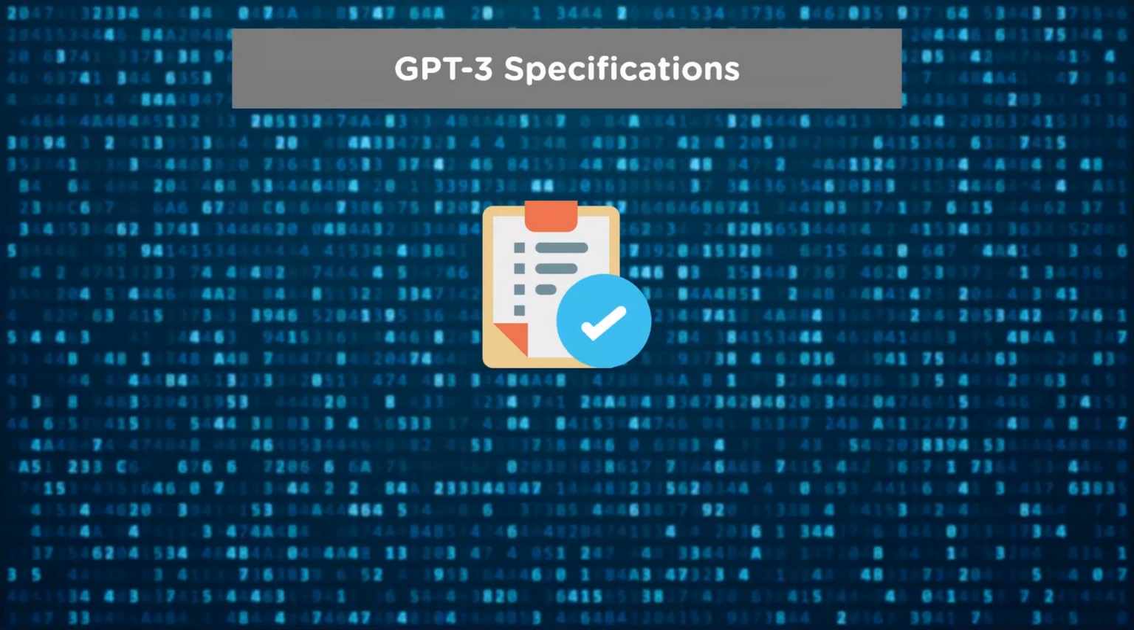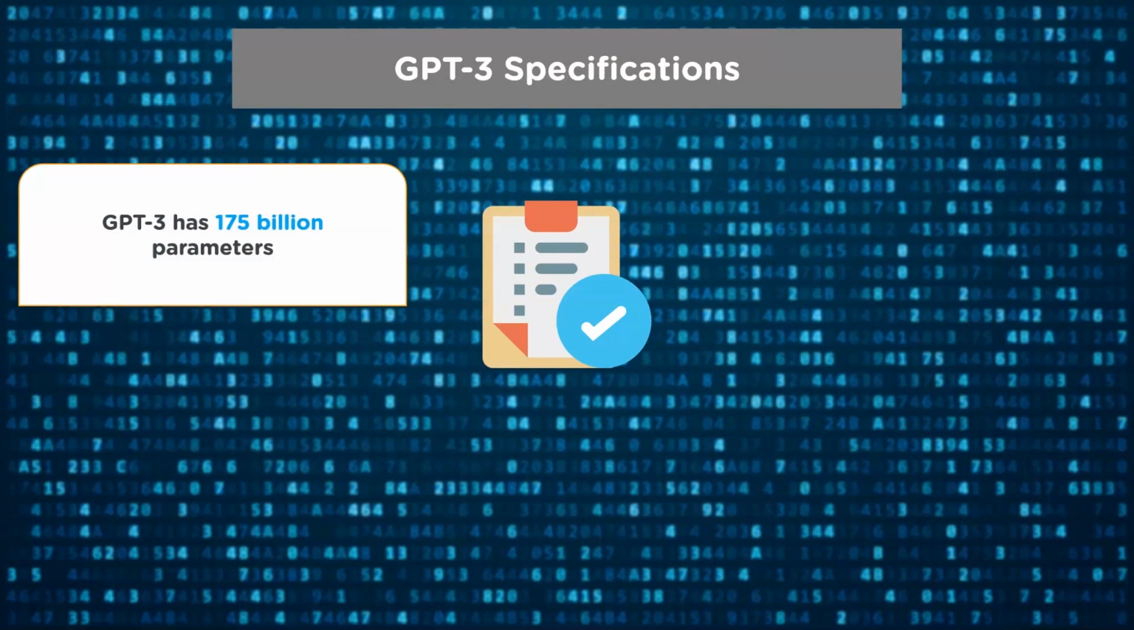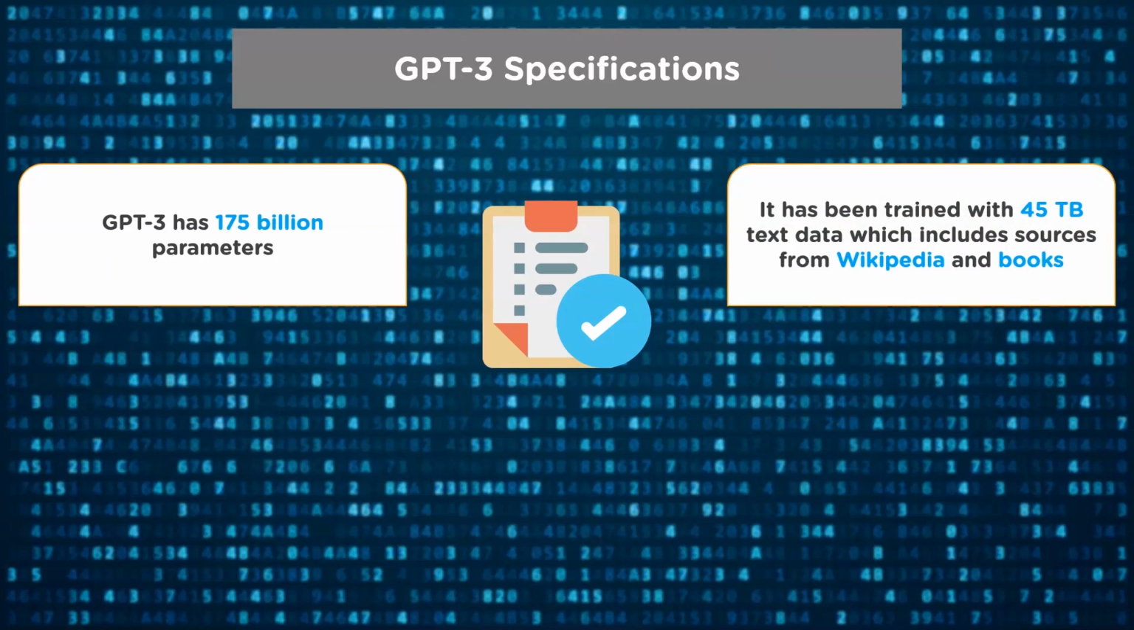Now, let's look at the different specifications of GPT-3. GPT-3 has been created using 175 billion parameters. None of the previous language models have used such a large number of parameters. It has been trained with 45 terabytes of text data, which includes sources like Wikipedia, Google Books, and coding tutorials.